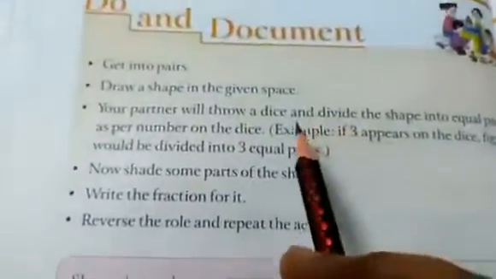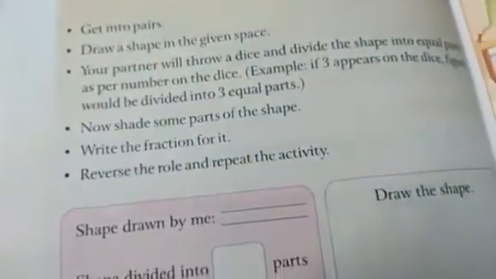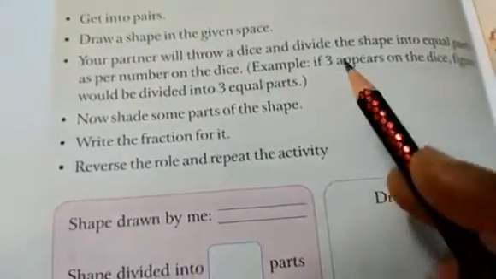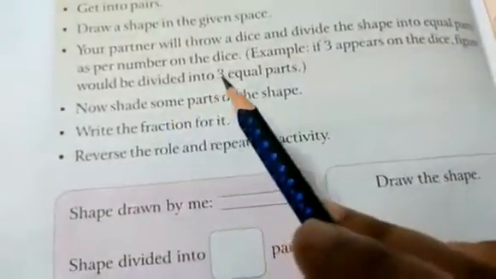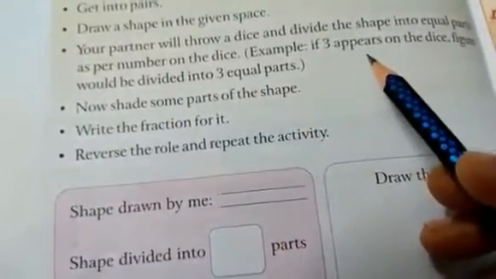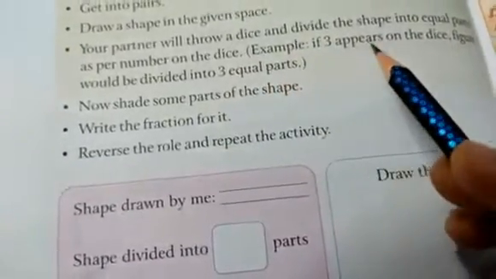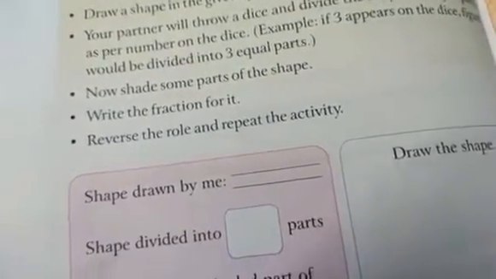Now do and document. Get into pairs. Draw a shape in the given space. Your partner will throw a dice and divide the shape into equal parts as per the number on the dice. For example, if 3 appears on the dice, the figure would be divided into 3 equal parts. Now shade some parts of the shape, write the fraction for it, reverse the roles and repeat the activity.